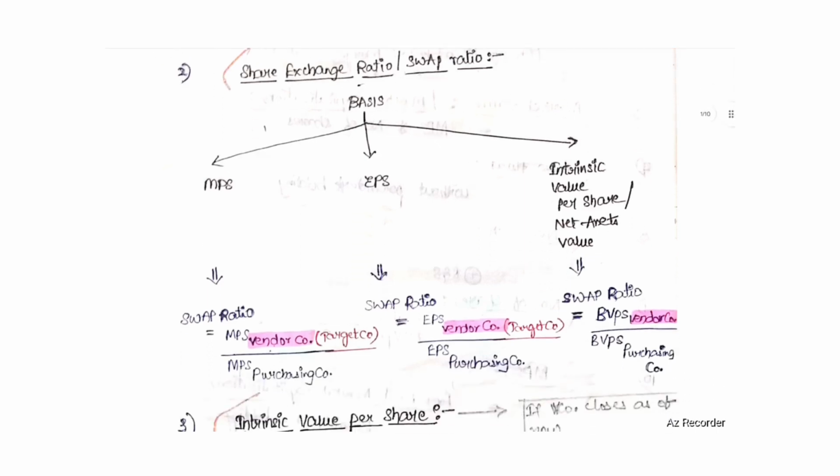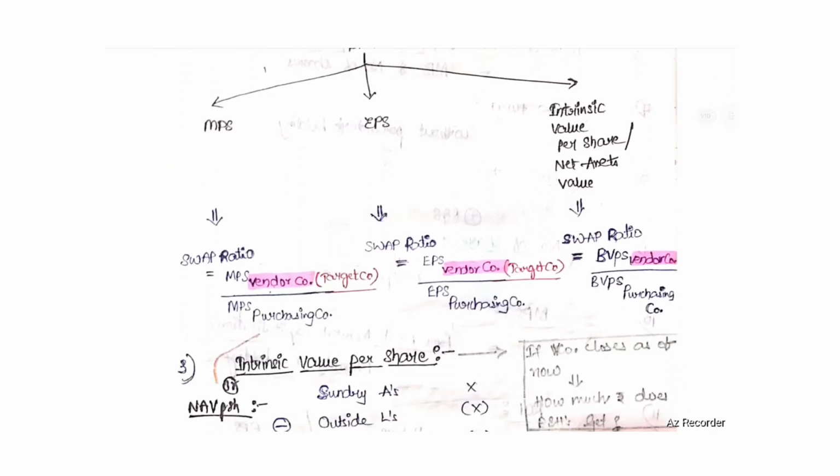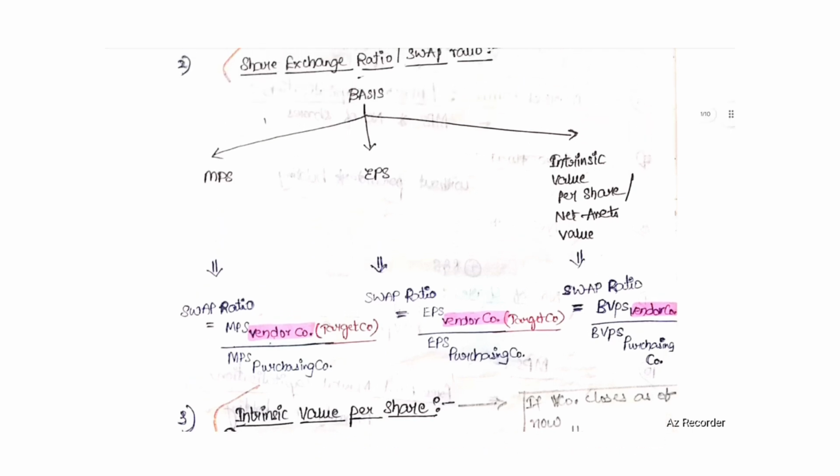On the basis of MPS, swap ratio equals MPS of vendor company or target company divided by MPS of purchasing company. Swap ratio on the basis of EPS equals EPS of vendor company or target company divided by EPS of purchasing company. Intrinsic value per share or net asset value.